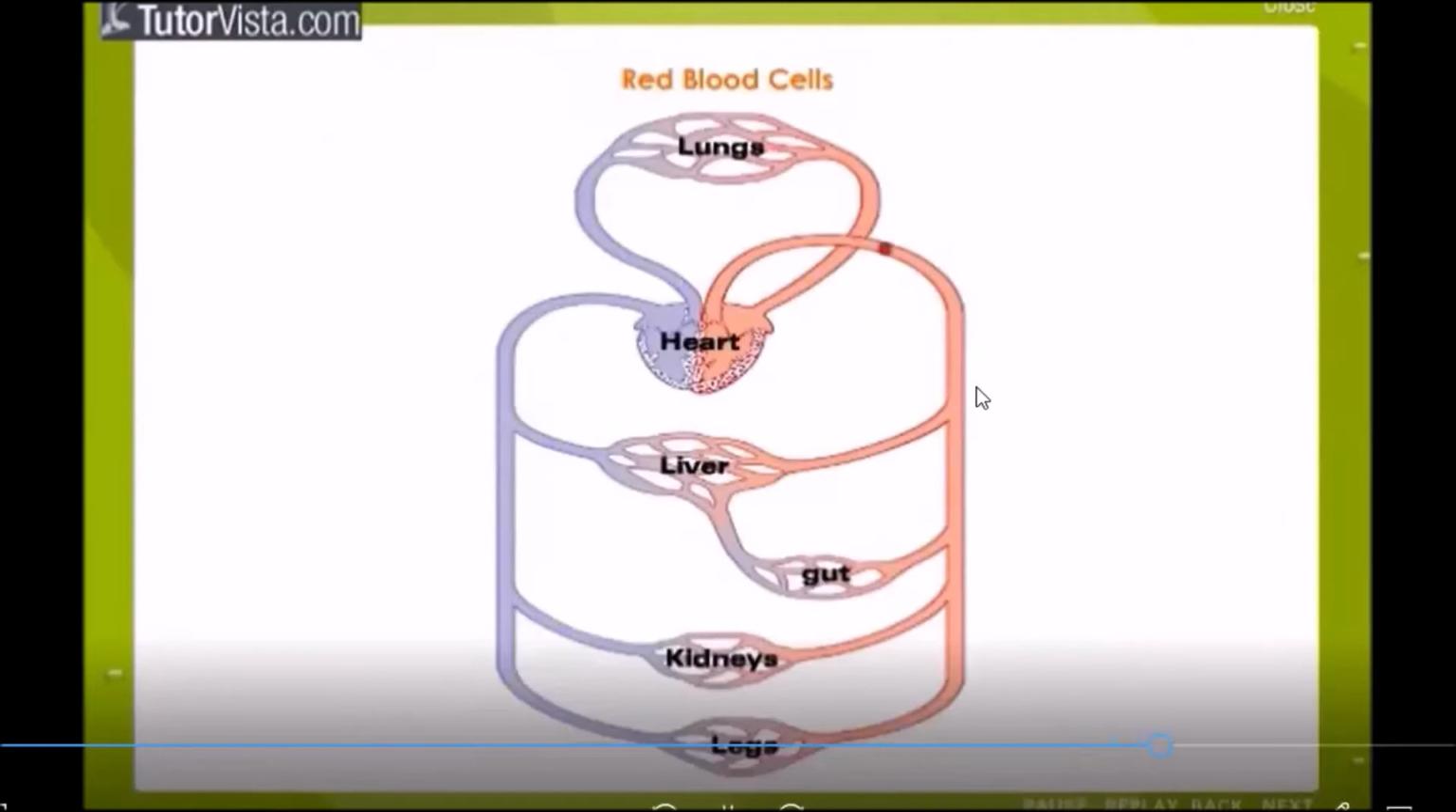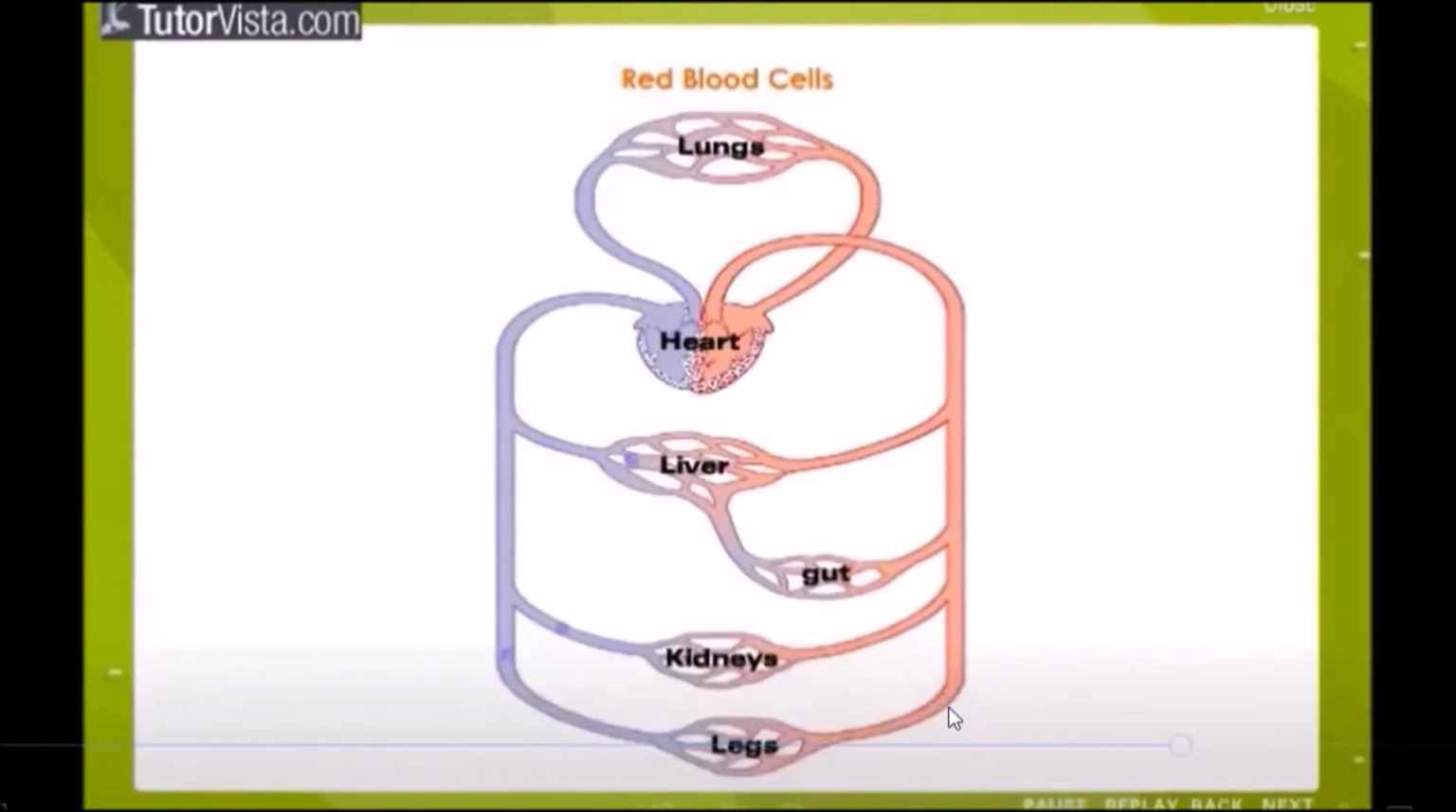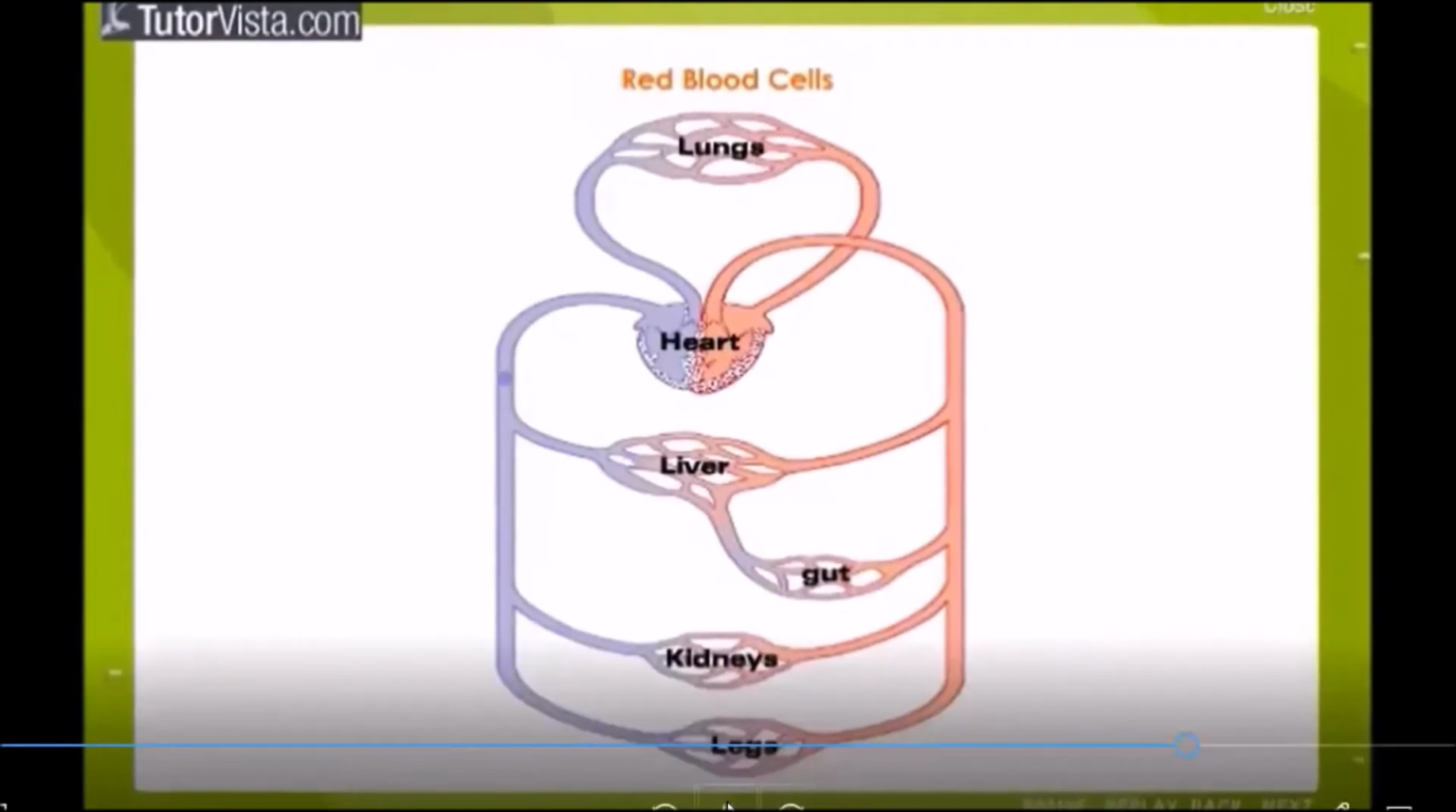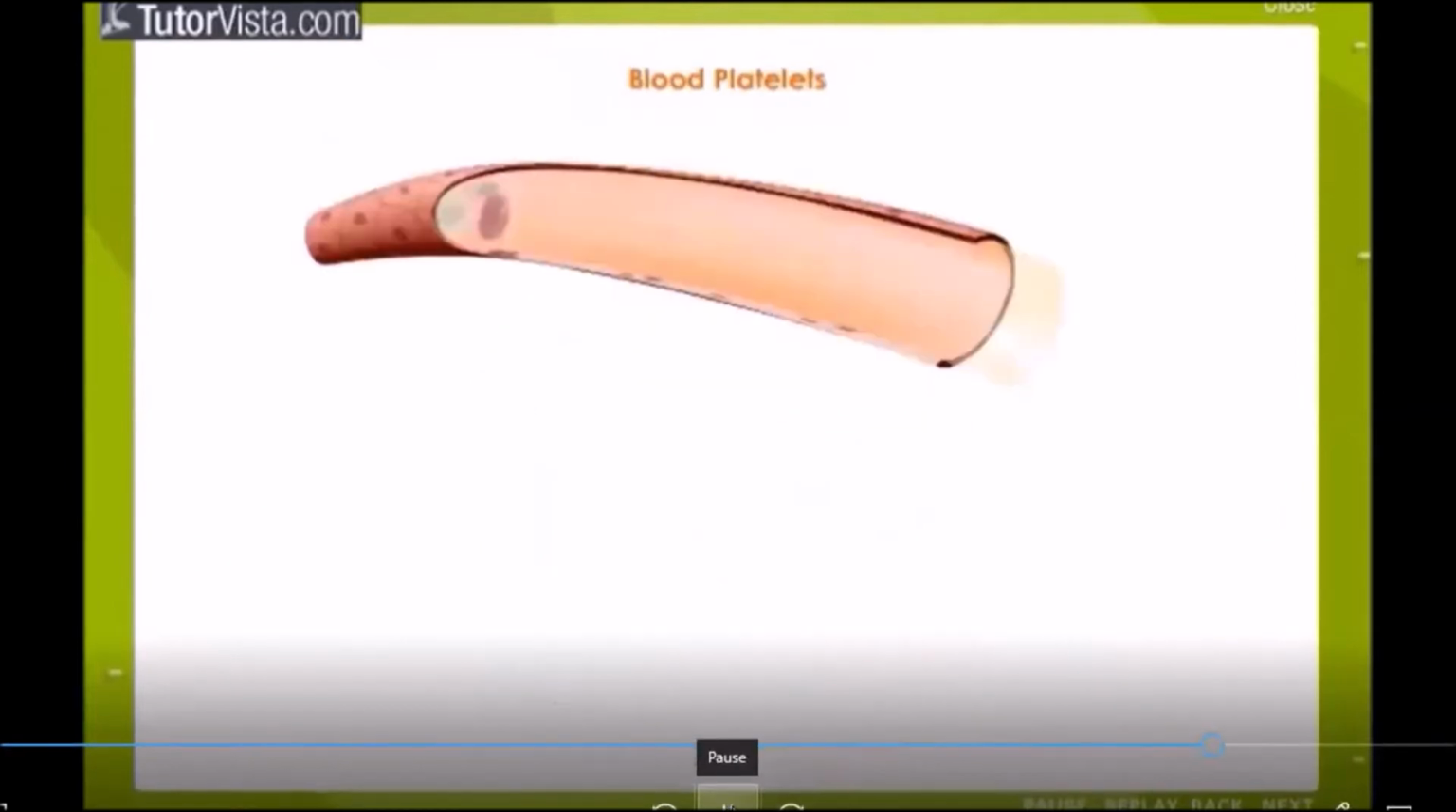Okay, so for now you should know that RBCs are transporting oxygen across the circulatory system by attaching the oxygen to the hemoglobin and releasing it to certain cells or your body organs.